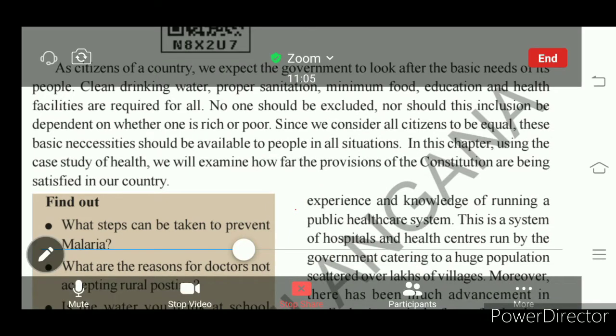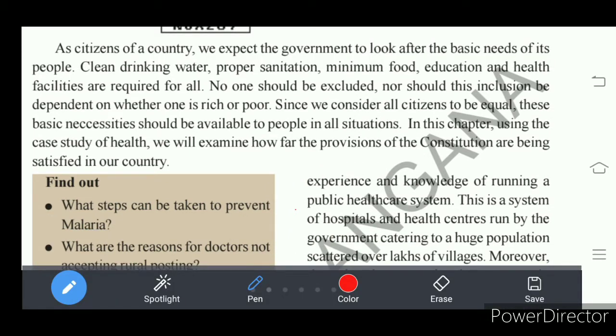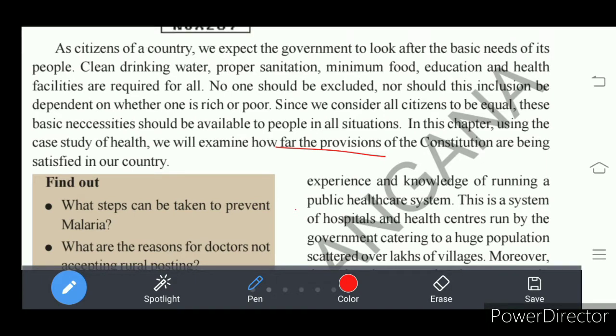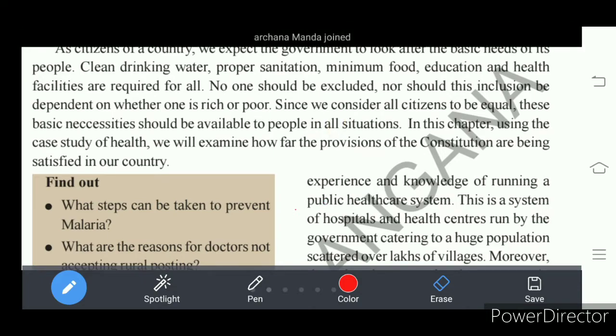Okay, that means the constitution says that all the citizens should be given the basic needs. It's a provision in the constitution. Okay, so whether this provision of the constitution is satisfied or to what extent it is satisfied, we will learn here.